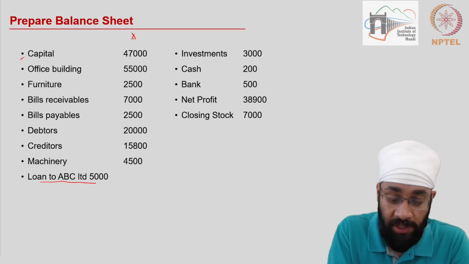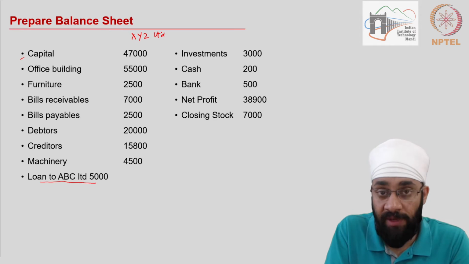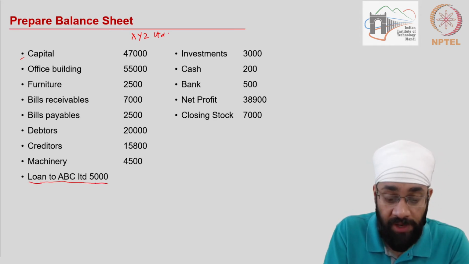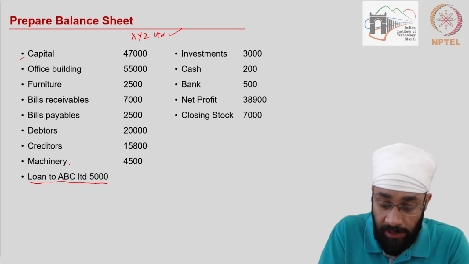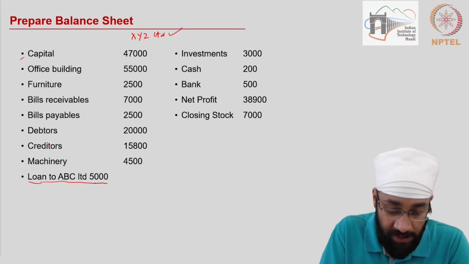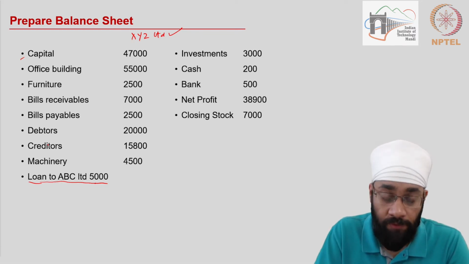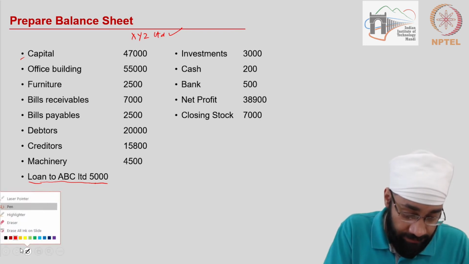So let's say the company you are dealing with is XYZ Limited. This company is giving a loan to another company. So this becomes an investment for XYZ Limited. That's the one new thing that you have, and all the rest of the things are same as what we have seen before. All right, so let's move forward.